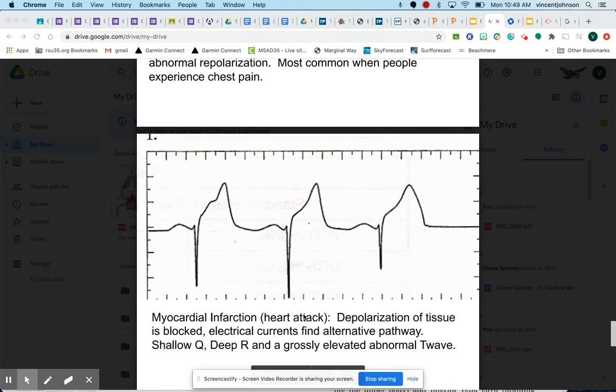Next one is depolarization of tissue that is blocked completely. So it's called a myocardial infarction, which is a heart attack. This is where electrical currents have to go in different directions. So we have a very shallow Q, deep R, and a grossly elevated T with reference to the QRS complex. So here we have P, Q, R, T. P, Q, R, T, P, Q, R, T.